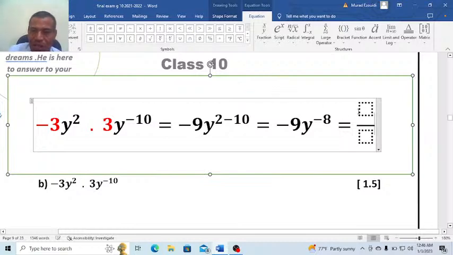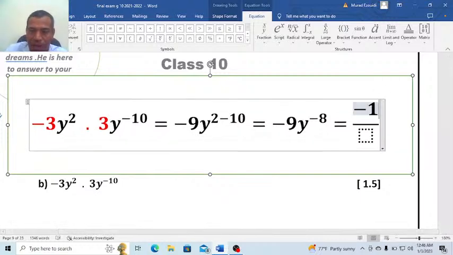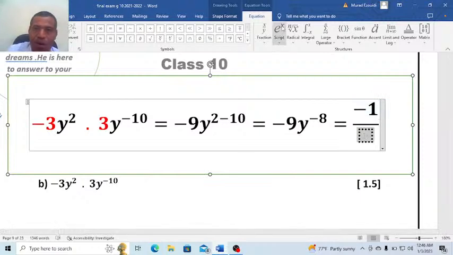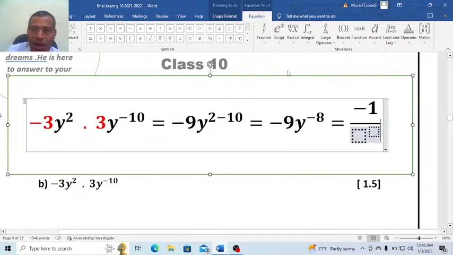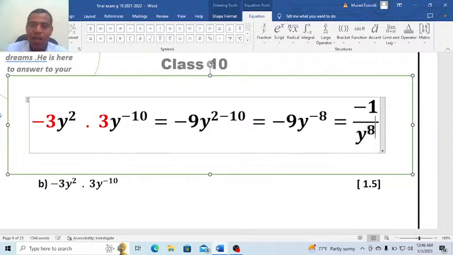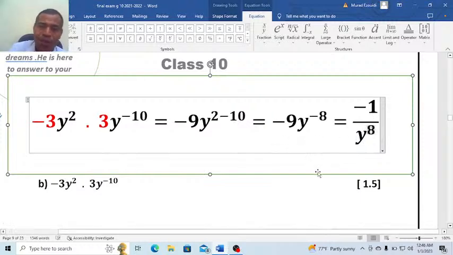So I will just write negative 9 here, above the division line, over y to the power what, in fact y to the power minus 8 is y to the power 8. I wish this short revision can help you in revising, and this is the answer.